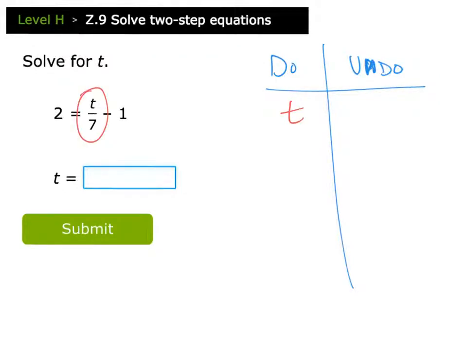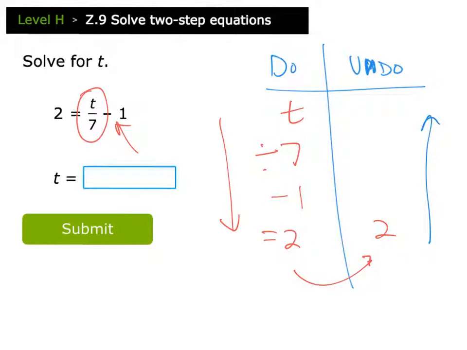T was divided by 7, and then we subtracted 1, and we got an answer of 2. So we're going to go ahead and start where we finished and go backwards. The opposite of subtracting 1 is adding 1. The opposite of dividing by 7 is to multiply by 7. And so let's just kind of do the math as we work up here. 2 plus 1 is 3. 3 times 7 is 21. And so our solution is 21.